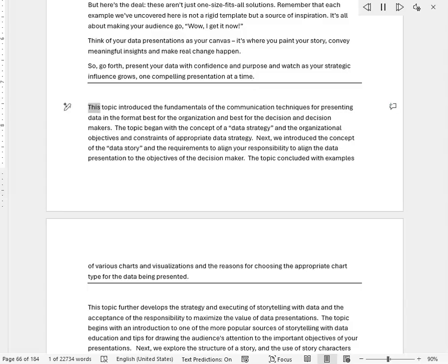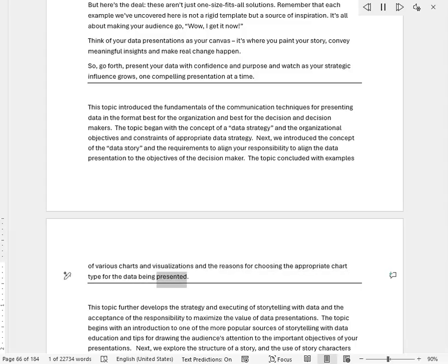This topic introduced the fundamentals of the communication techniques for presenting data in the format best for the organization and best for the decision and decision makers. The topic began with the concept of a data strategy and the organizational objectives and constraints of appropriate data strategy. Next, we introduced the concept of the data story and the requirements to align your responsibility to align the data presentation to the objectives of the decision maker. The topic concluded with examples of various charts and visualizations and the reasons for choosing the appropriate chart type for the data being presented.